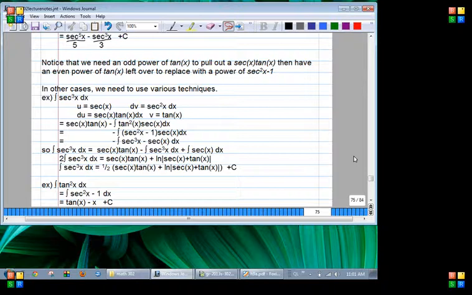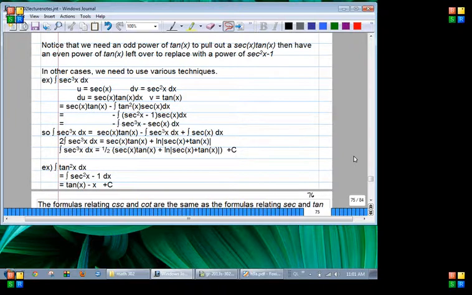So far we talked about integrals with powers of sine and cosine, and integrals with powers of secant and tangent. Guess what's left? Integrals with powers of cotangent and cosecant. But as was mentioned earlier, the formulas relating cosecant and cotangent are really similar to the formulas relating secant and tangent. So it turns out all the tricks are basically the same.